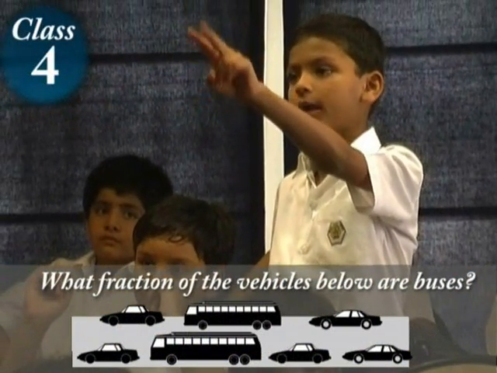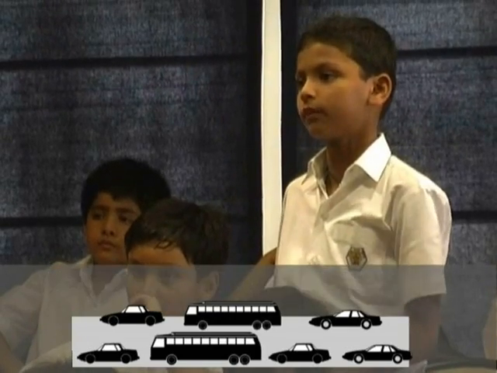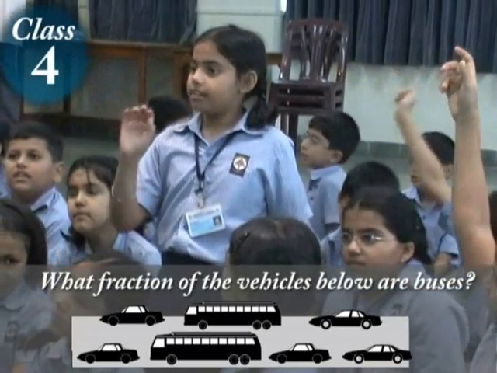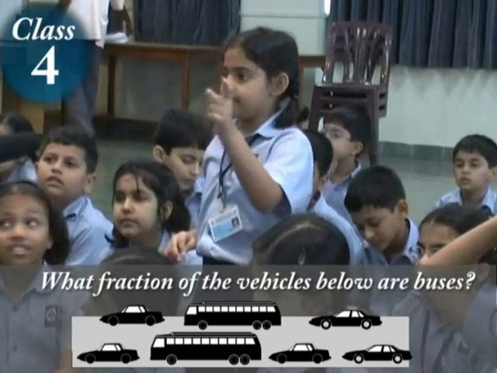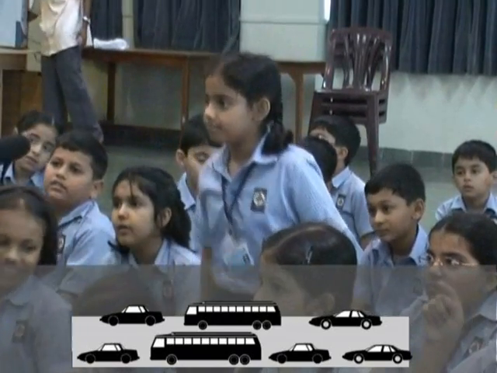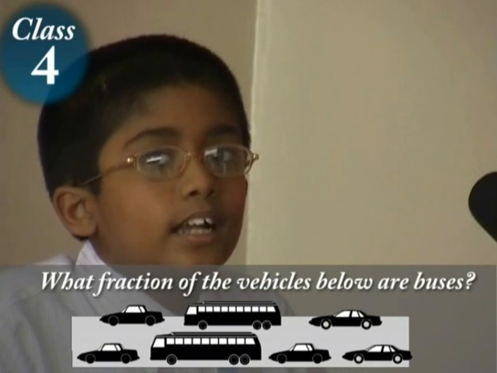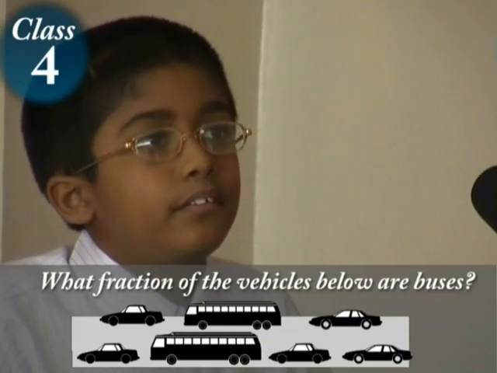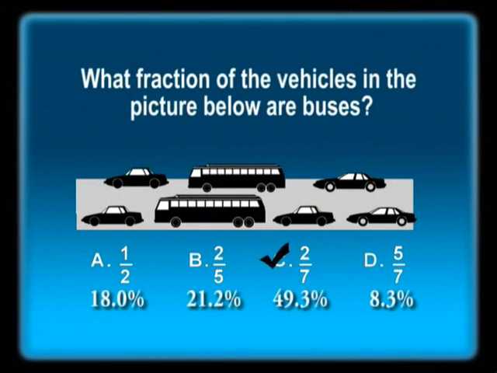Because 7 is the total and 2 are buses, and the question is how many are buses out of the total vehicles? 2/7, because there are 7 vehicles and 2 of them are buses, so it's 2/7. Okay. So I say the answer is 2/7 because there are 2 buses and the total number of vehicles is 7.